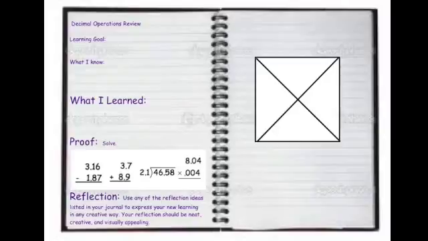You have 4 proof problems to complete, 1 of each operation. So just be sure that you're being thorough and patient and following all the appropriate rules for these problems.